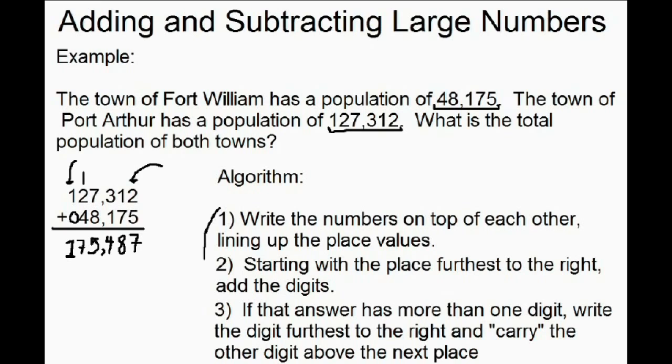So once again, we've worked our way through the algorithm, starting with the first place value, the place value furthest to the right, adding those digits up one at a time. When we had an answer that was more than one digit, like here, we had 15, we wrote the digit furthest to the right, which was the 5 in 15, and carried the 1 above the next place value. Continuing our way left until we ended up with no more values to add, and we found that the combined population of these two towns is 175,487.